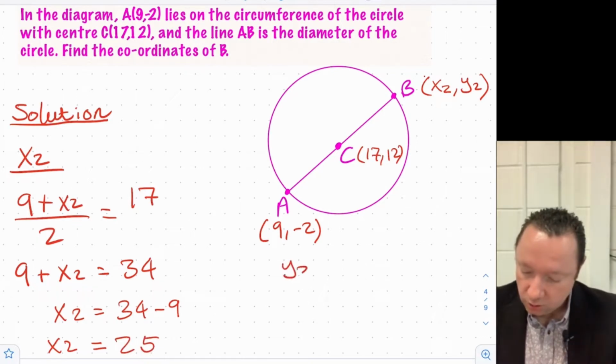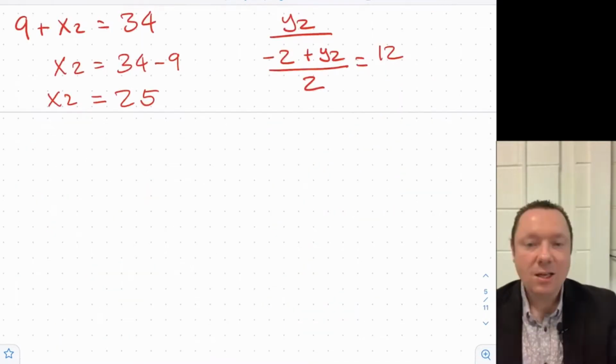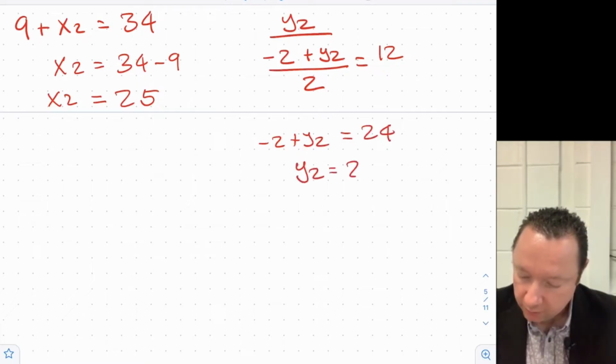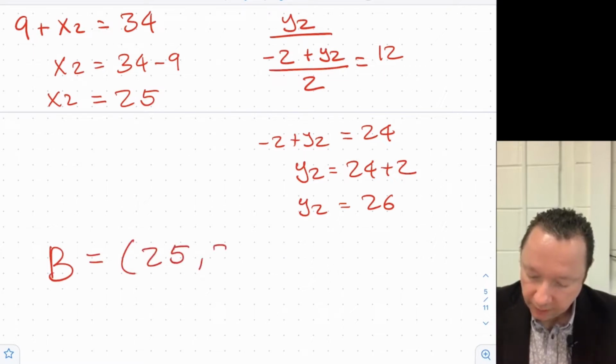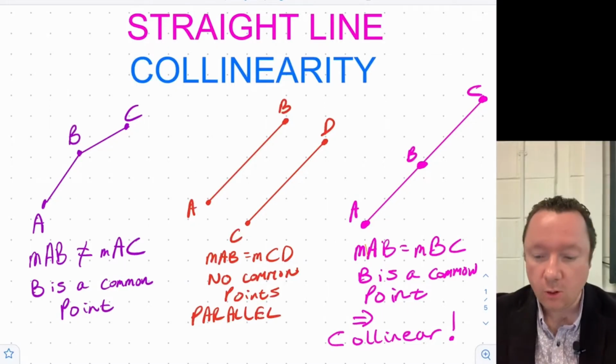So to get our y2, we know that -2, the y coordinate of A, plus our y2, divided by 2, remember, must equal the y coordinate of the middle, which is 12. 12 times 2 is 24, so we get -2 + y2 = 24. So y2 must be 24 + 2, y2 is 26. So the coordinates of B equal (25, 26).